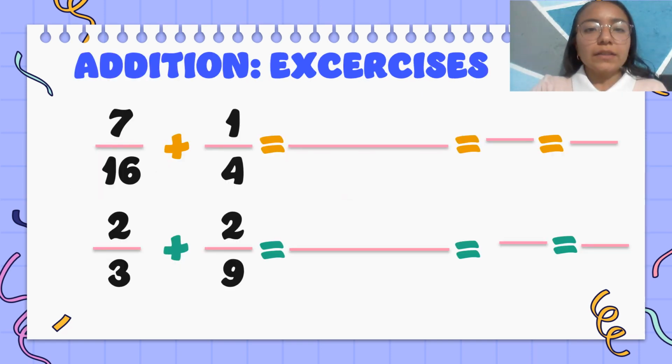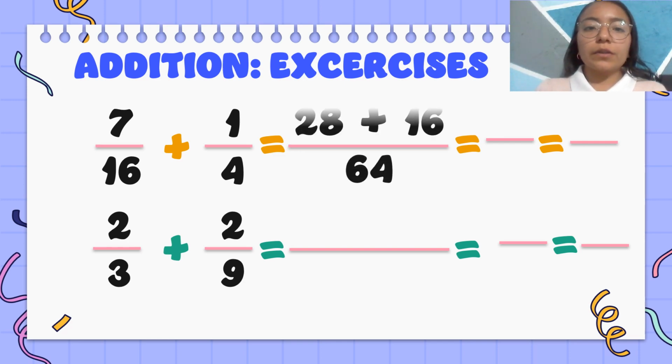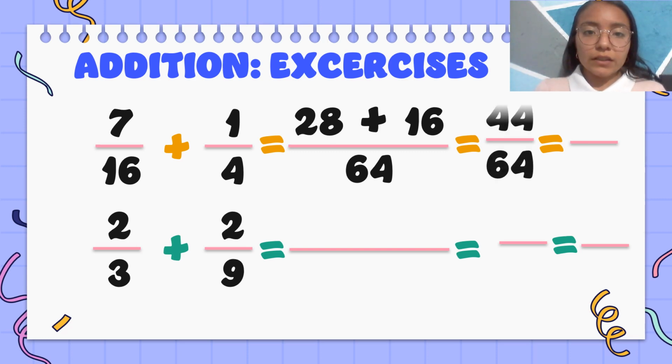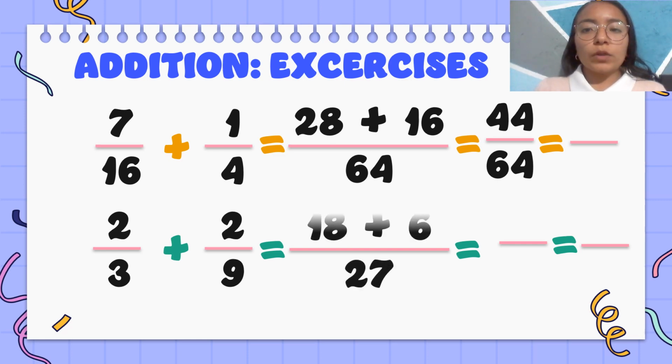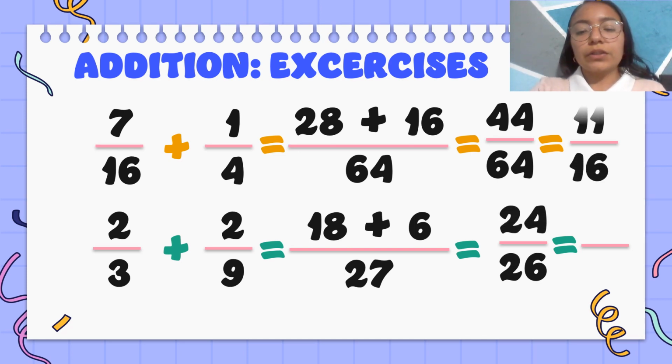Here we can see other practice exercises where we can observe the previous process in a better way. In the first exercise, we have 7/16 plus a quarter, which results in 11/16. Then we have 2/3 plus 2/9, which results in 12/13.